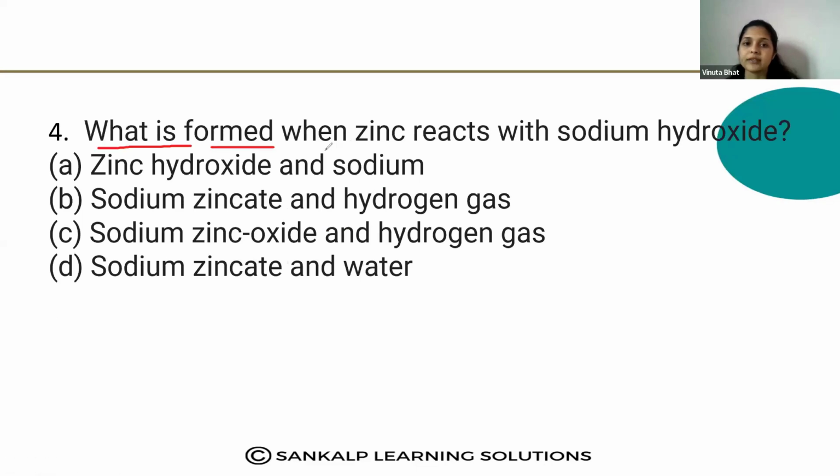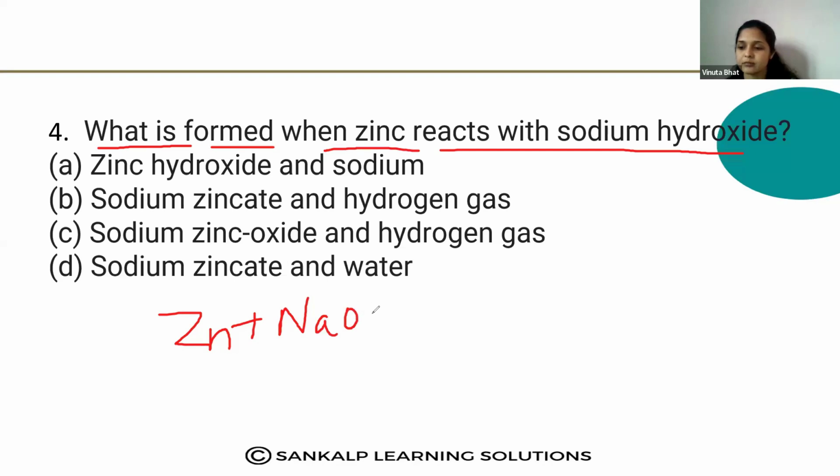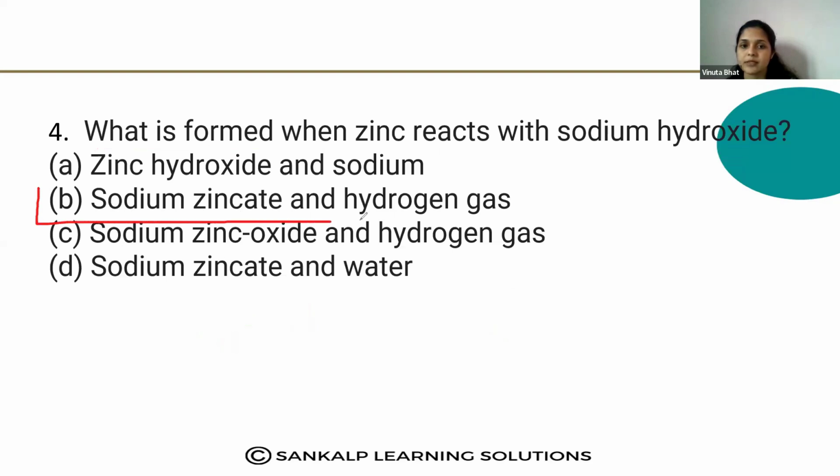What is formed when zinc reacts with sodium hydroxide? When zinc reacts with sodium hydroxide, it forms sodium zincate and hydrogen gas. That is option B, sodium zincate and hydrogen gas.